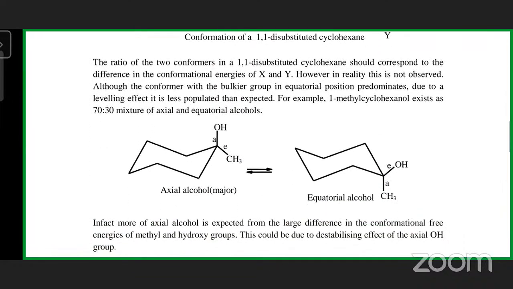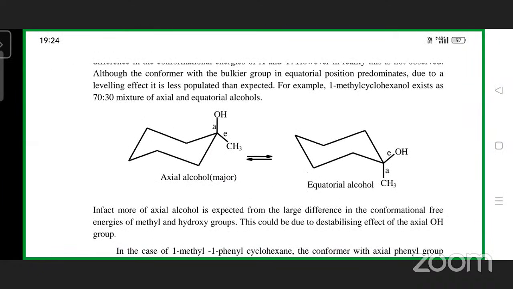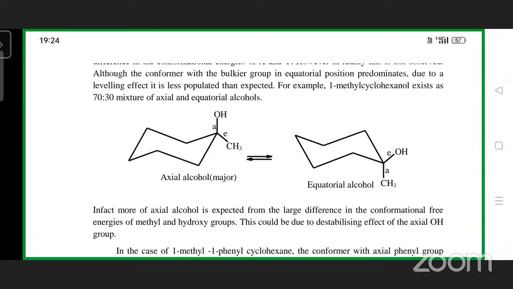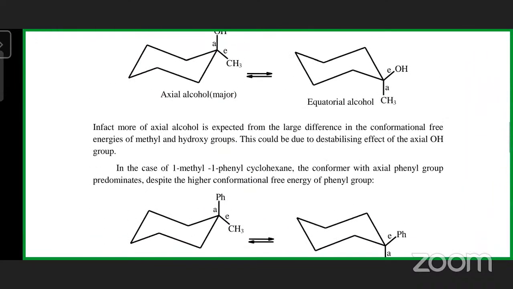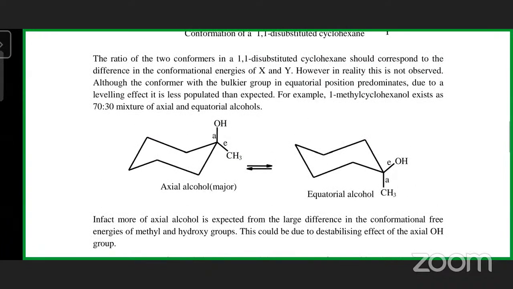First, we'll go with this particular one, the alcohol, methyl cyclohexanol. Here there is the axial alcohol and the equatorial alcohol. You see, among these two, the axial alcohol is obtained as the major product here, and equatorial is the minor product. Because in the axial alcohol, you see in the alcohol, right?